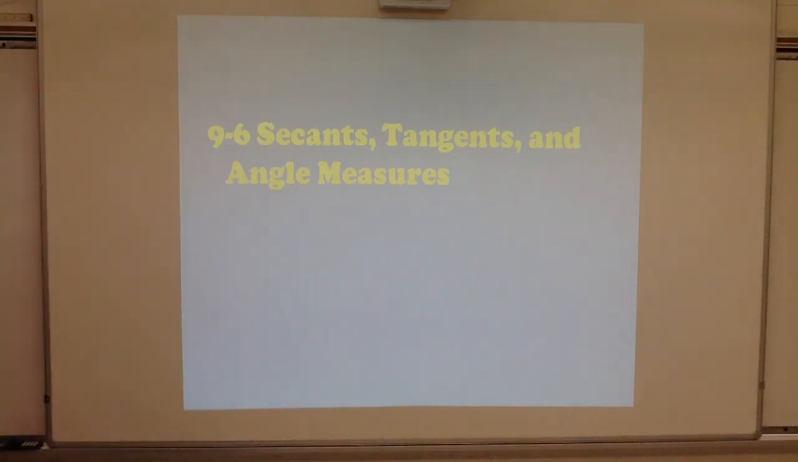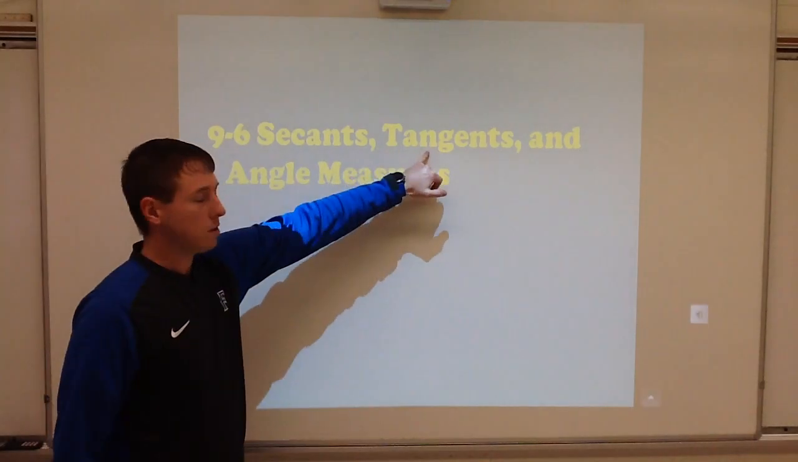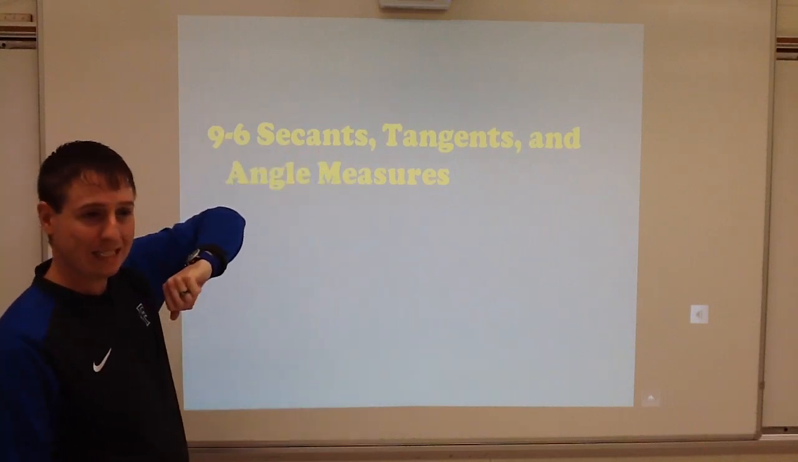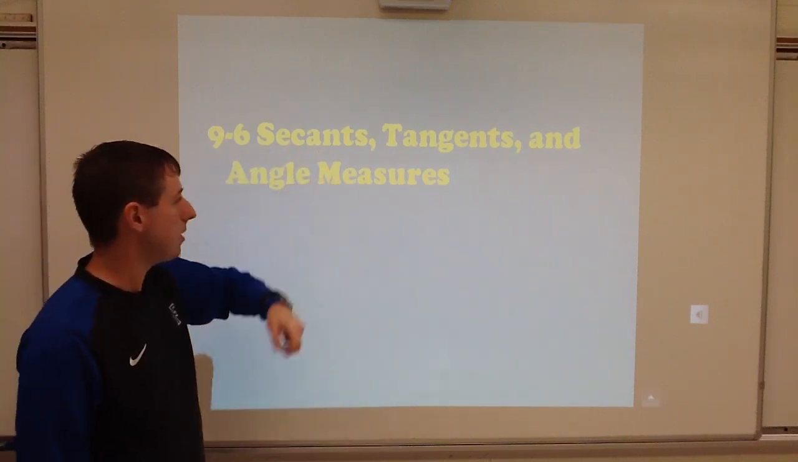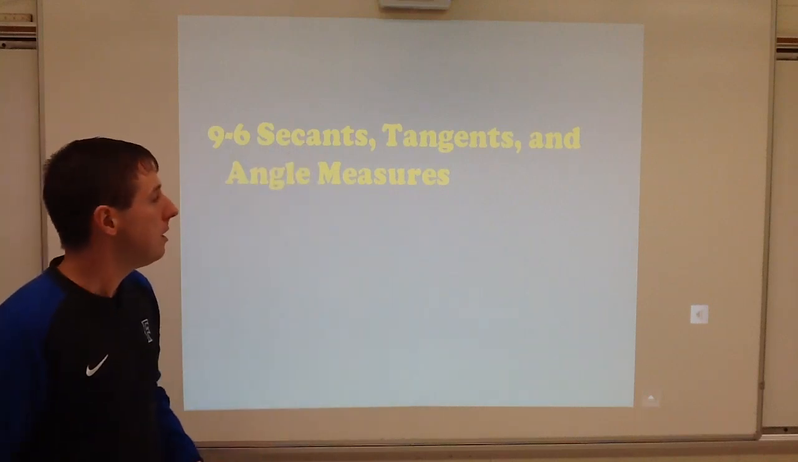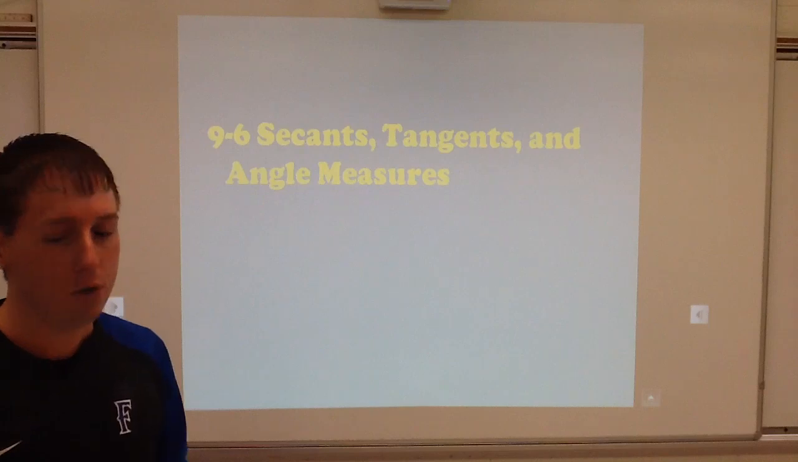So, lesson 9.6 here. You can see we still got that tangent word. Lesson 9.5 was all about tangents. New word here is secants. Secants, and then we're talking about some angles along with those two different types of lines. So we'll talk about secant here in a little bit, but that's a new word. So, a little bit of review first.